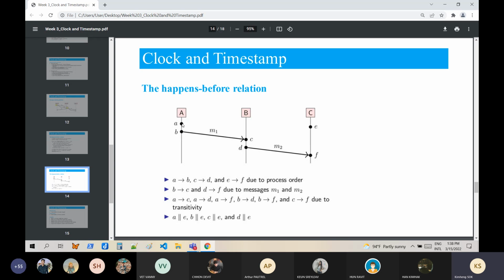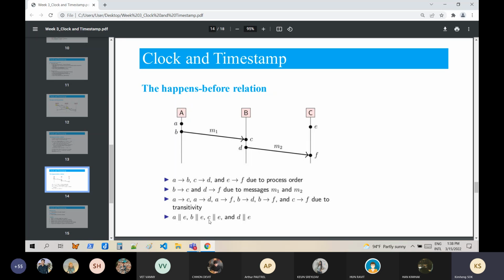So the third case is transitivity. A happened before B, B happened before C. We know that A must happen before C. So A happened before C, A happened before D, same thing. There are two transitivities, so A must happen before D, A must happen before F, B must happen before D, something like this. So those are the transitivity, okay?